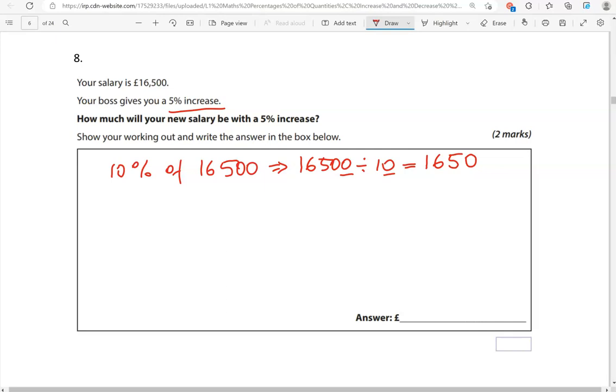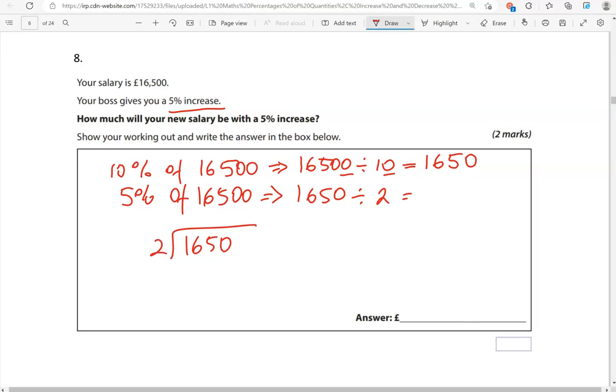To get to 5%, all we do is half that. So we'll do 1,650 divided by 2. How many 2's fit into 16? That is exactly 8. How many 2's into 5? That is 2, and we have 1 remaining. How many 2's into 10? That is 5. So 825 is what 5% of 16,500 is equal to.